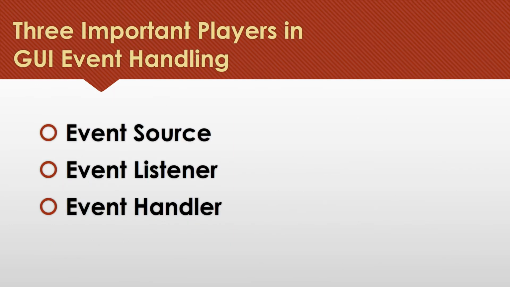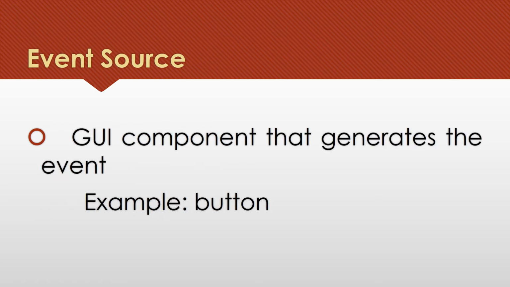There are three important players in GUI event handling. We have the event source, the event listener, and the event handler. Let's start with the event source. It is any GUI component that generates the event, for example, a button. Say for instance, we have login details where we input the username and password. By pressing the button OK, it will generate a certain event. Same is true with the button Cancel.